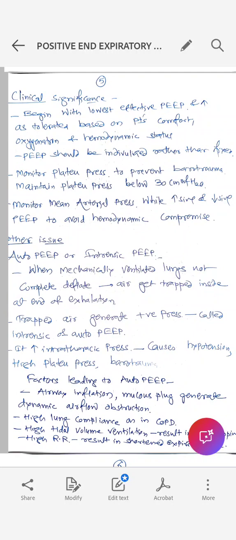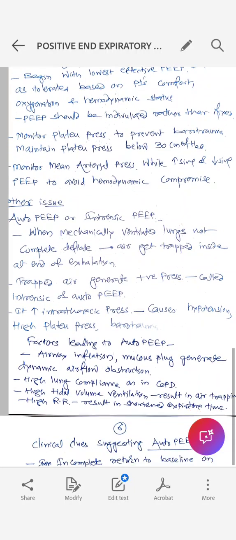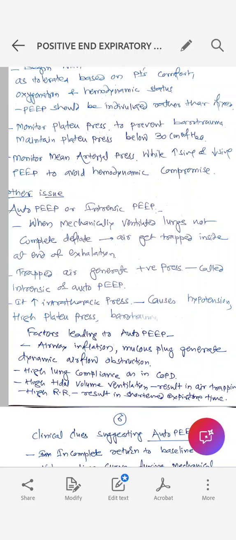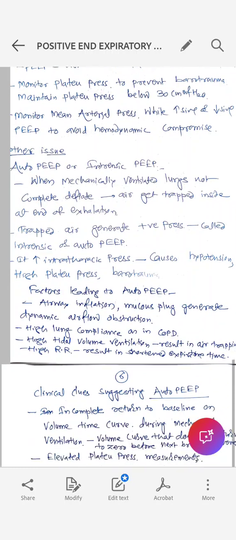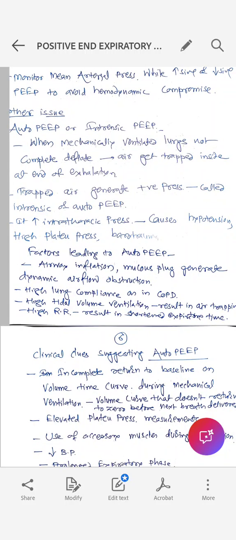Now we will see the clinical significance. We should begin with the lowest effective PEEP and increase as tolerated based on patient comfort, oxygenation, and hemodynamic status. PEEP should be individualized rather than fixed. Monitor plateau pressure to prevent barotrauma. Maintain plateau pressure below 30 centimeters of water. Monitor mean arterial pressure while increasing or decreasing PEEP to avoid hemodynamic compromise.